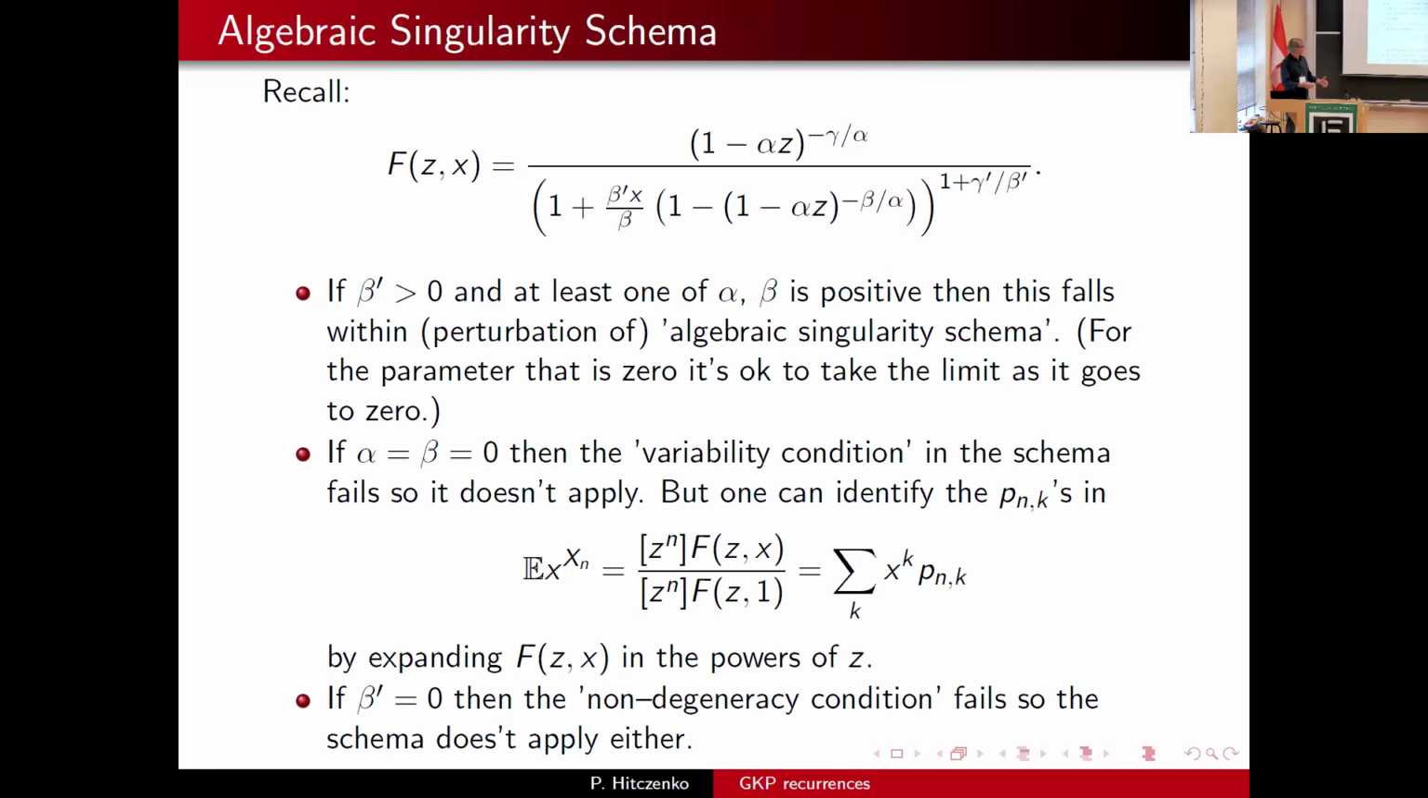This theorem, the algebraic singularity schema as presented in the book, has three assumptions. One is what they call analytic perturbation, which tells you that your bivariate generating function has to be of a specific form. The second condition is that a certain quantity should not vanish; that's what they call the variability condition. And then there is a third condition that another quantity should not vanish, and they call it a non-degeneracy condition. If both alpha and beta are 0, then this variability condition fails. And when beta prime is 0, then this non-degeneracy condition fails. So in those cases you cannot do it.